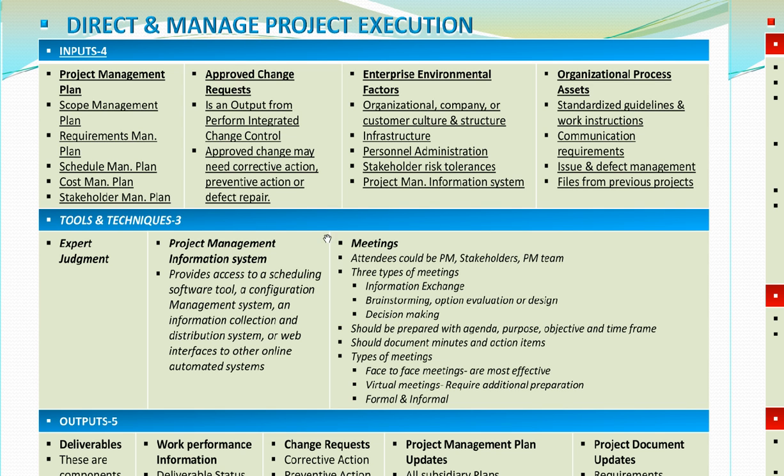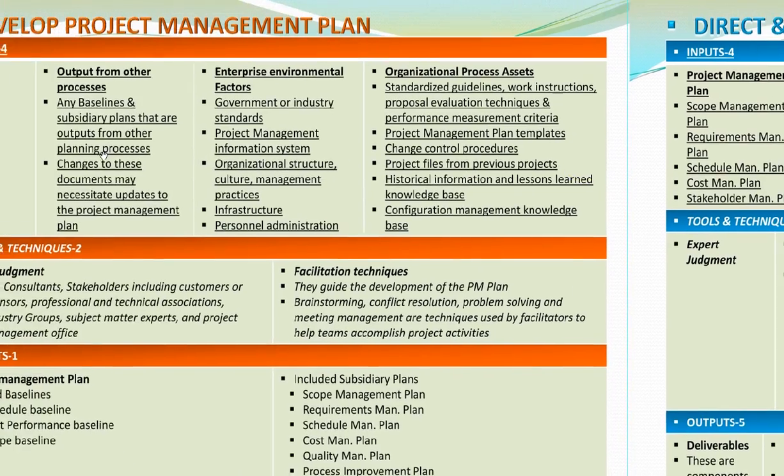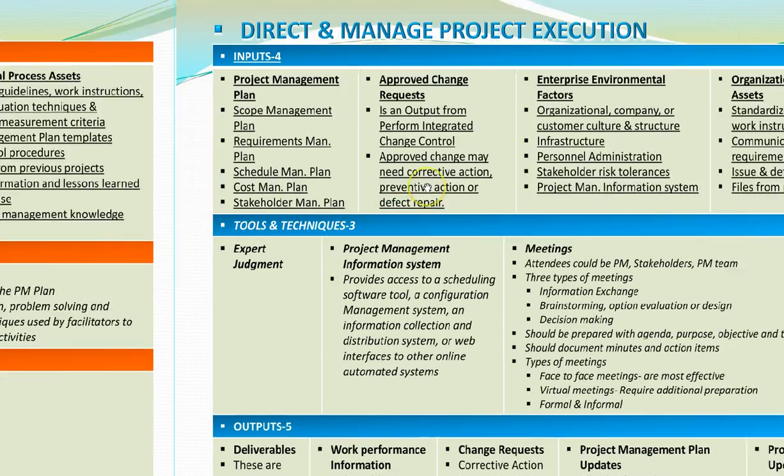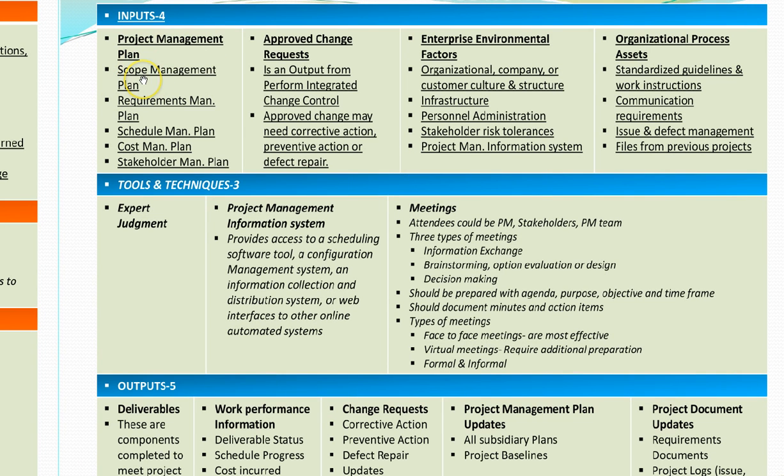We have 4 inputs. One is project management plan, and now where did we get the project management plan from? We got it from the previous process, from right here. Then we have the scope management plan. Now again, scope management plan is the subsidiary plan for the project management plan. Same thing goes with the requirements management, schedule management plan, cost management plan, stakeholder management plan. These are all the 4 inputs.